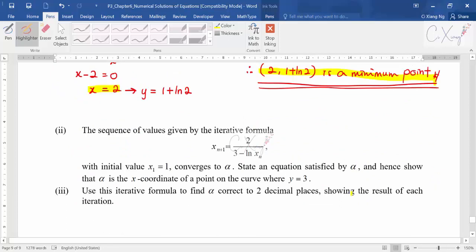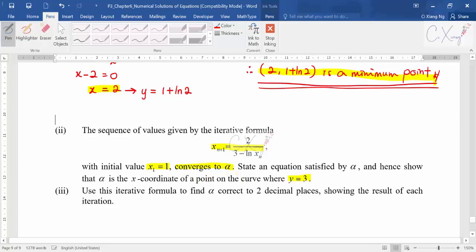Part number 2. So they said that the sequence of values given by the iterative formula is this one, with the initial value x equals to 1 converge to alpha. So here, this sentence, they already tell you that this iteration formula will give you the approximate root. They already tell you that it is converged to alpha by using the initial value x equals to 1. Okay, then here they say state an equation satisfied by alpha and hence show that alpha is the x coordinate of a point on the curve where y equals to 3.